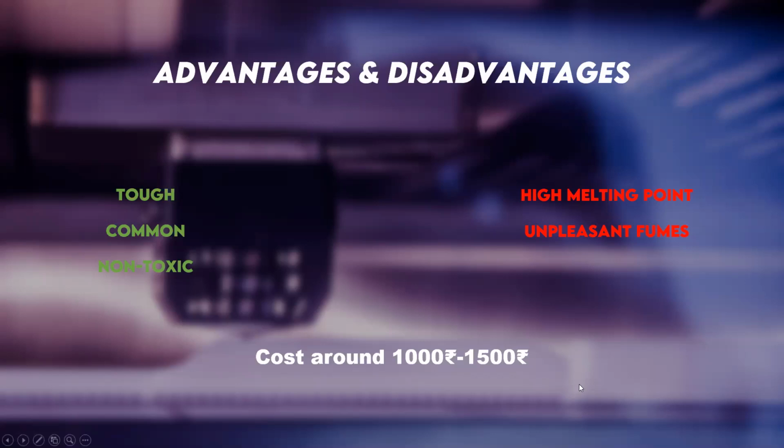Okay, so now coming to the advantages of ABS: it is much tougher when compared to PLA. It is commonly available. You can see the cost of PLA and ABS is almost the same. So it actually depends upon the 3D printer that you are using, is it able to print with ABS or not? And one more thing is that it is non-toxic. Non-toxic in the sense that the fumes are unpleasant to us, but it is non-toxic in the matter of the material.